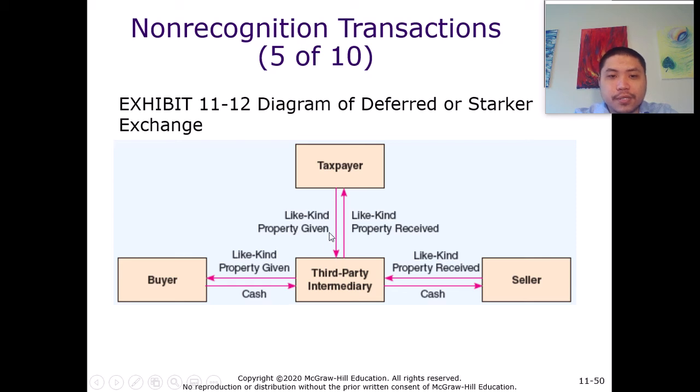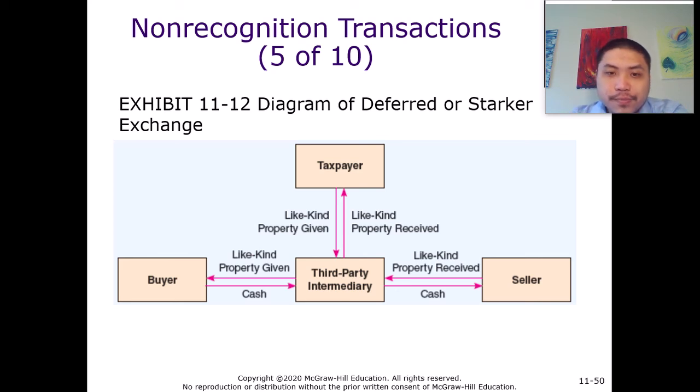So the third party is going to sell that to a buyer and receive cash, and then right after that, the third party is going to go out and try to find a seller of a property that we, the taxpayers, desire, right? Then they're going to buy that property, give them the cash, and then they're going to give us the property that they acquired, right? So that's how it works, roughly. There's going to be a lot of other stuff involved, but roughly that's how it works.